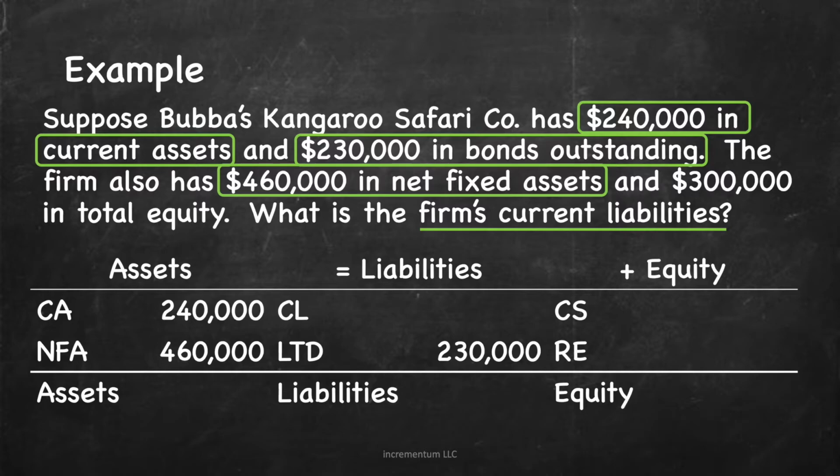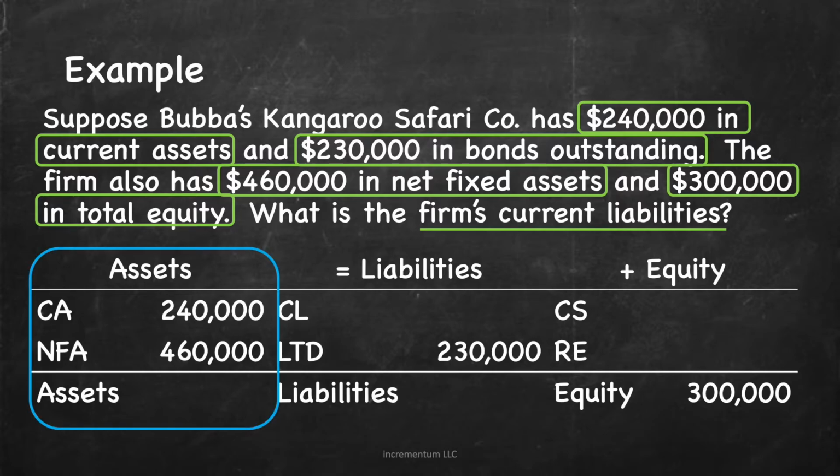And finally, we're told that our total equity is $300,000, so we'll fill that in next to equity on our balance sheet. Even if you're not quite sure where to go yet, the best thing to do is total as much as you can and fill in as much as you can of the balance sheet, and you'll be able to figure it out along the way. We'll start over on the assets side because we know that current assets plus net fixed assets gives us total assets. So $240,000 plus $460,000 gives us $700,000 in total assets.